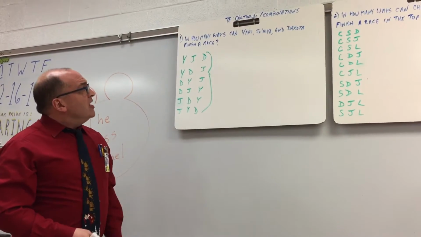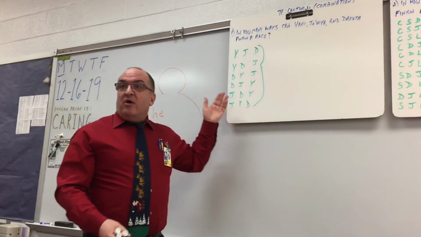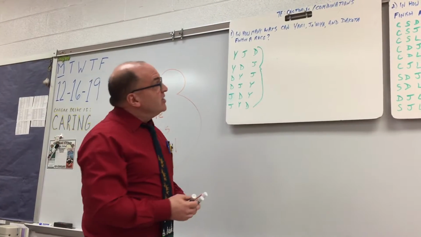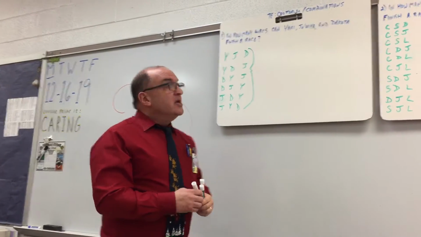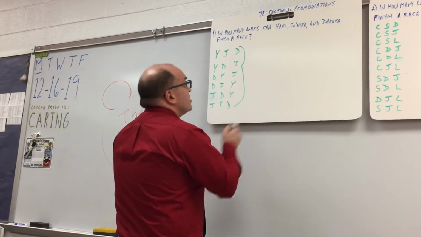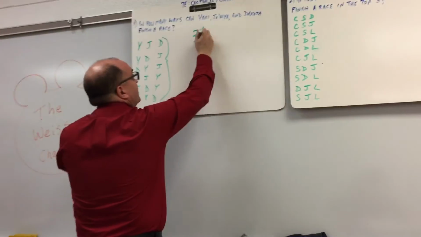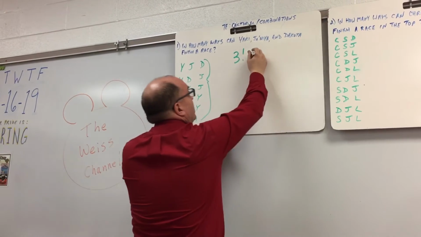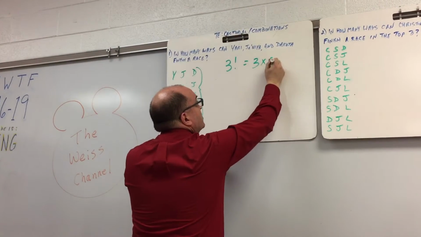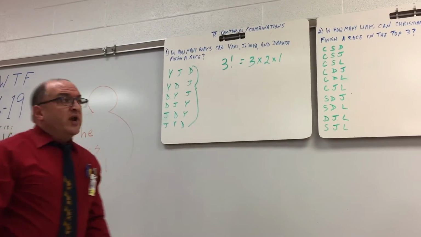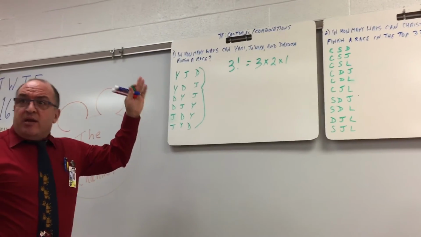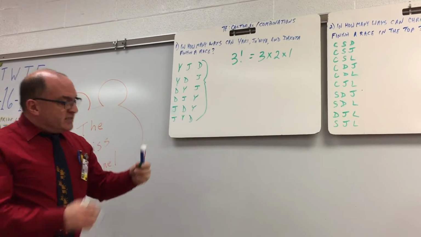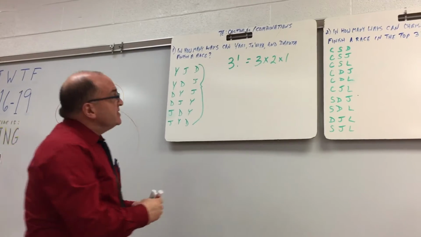Okay? Now, is there a way to figure that out without actually having to write out all of the combinations? Yes. And here's what it is. There are 3 people, so it's called 3 factorial. What does 3 factorial mean? 3 factorial simply means 3 times 2 times 1. Whatever the factorial is, you take that number and multiply it by each number after it until you get to 1. All right? 3 times 2 times 1 equals 6.